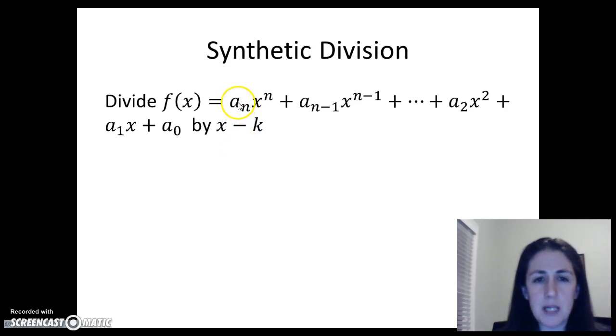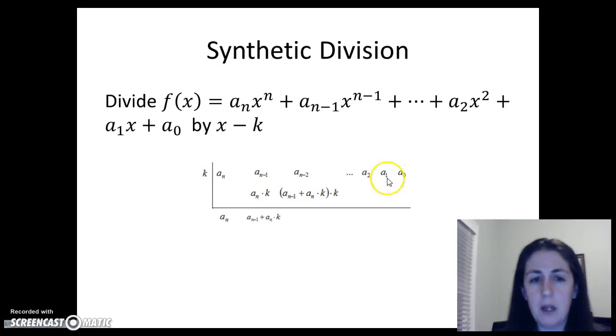So the process is you take each of these coefficients, and like with long division, every x needs to be accounted for. So we take every single one of these coefficients and line them up in order across the top. And then we draw this big L-shaped box around it. And then we're dividing by x minus k, so what we're subtracting here will go out here. They're opposite, right? If you're subtracting 3, you'd put a 3 here. If you were adding 3, you'd put a negative 3 here.